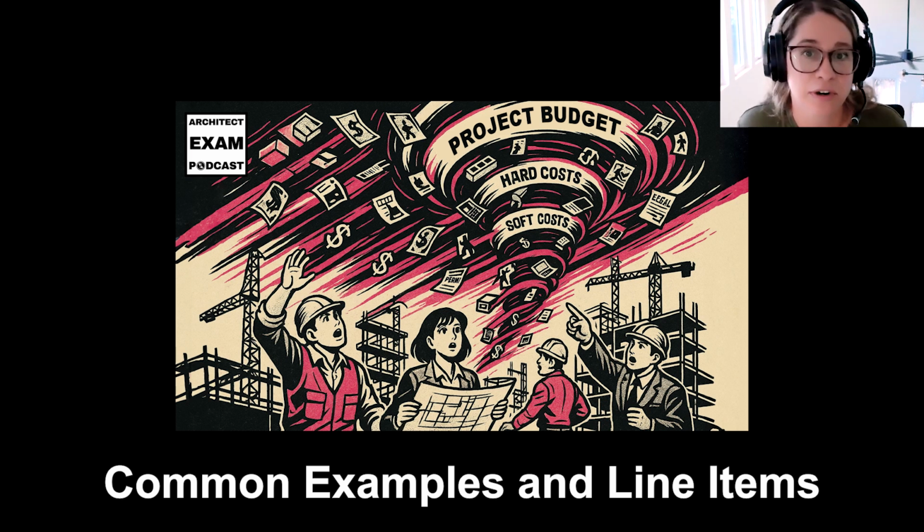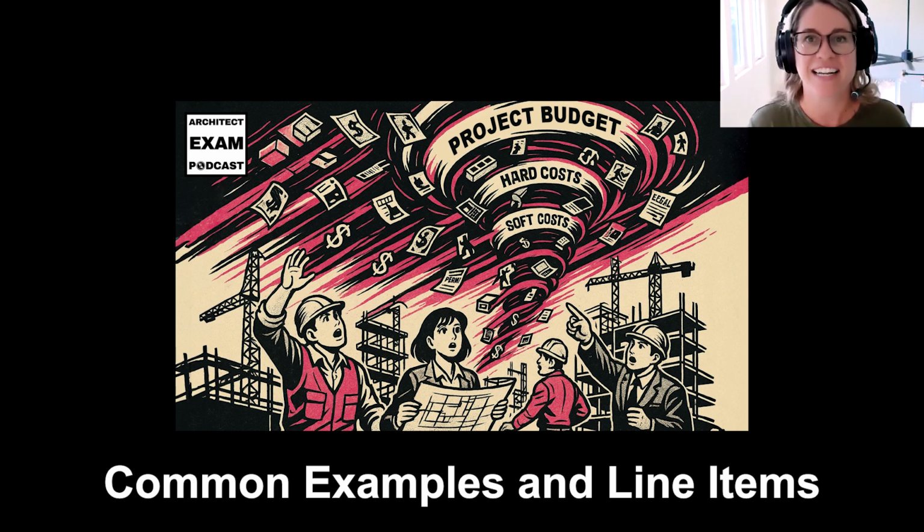Permits and regulatory fees are a major soft cost category as well. This includes the cost of a building permit, impact and connection fees, zoning and variance fees, environmental permits if they're needed, and inspections by authorities having jurisdictions. Those are all considered soft costs.